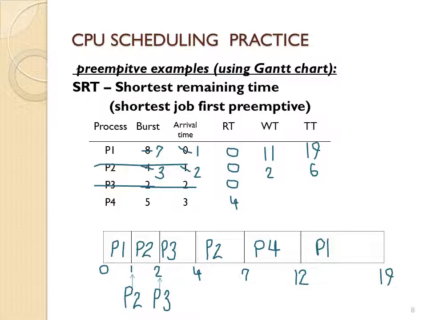P2 has a turnaround time of 6 with a wait time of 2. And P3 has a turnaround time, finished at time 4, arrived at time 2, so it has a turnaround time of 2 and did not wait at all. And P4 has a turnaround time of 9 and waited a total of 4 time units. And you can take these, add them up, and divide by 4 for each calculation, and you will get the averages.